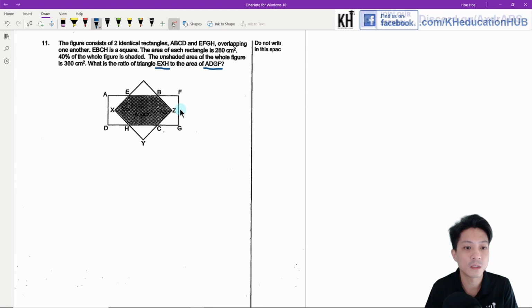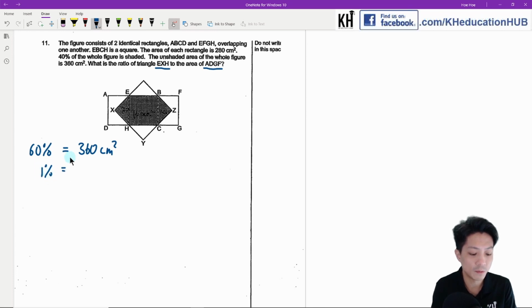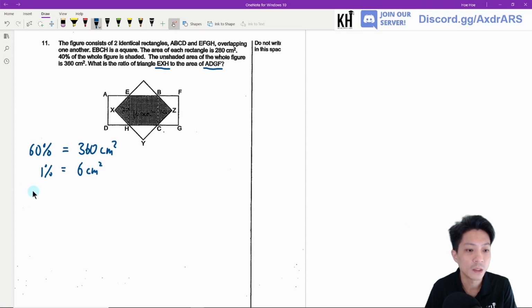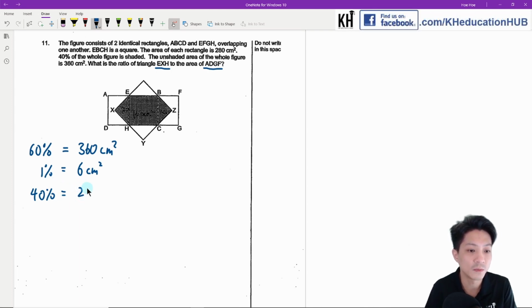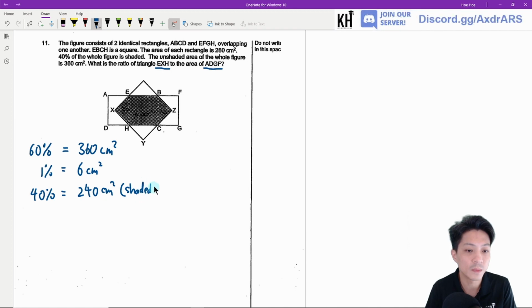Okay, so first, I know that 40% of the whole figure is shaded, which means 60% is unshaded. So 60% will be equal to 360 square cm. I'm going to find what is 1%. 1% will be 360 divided by 60, which is 6. Then I'm going to find what is 40%. 40% will be 6 times 40, which is 240. Okay, this is the shaded area.